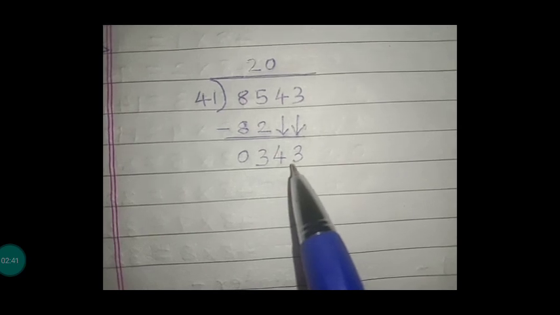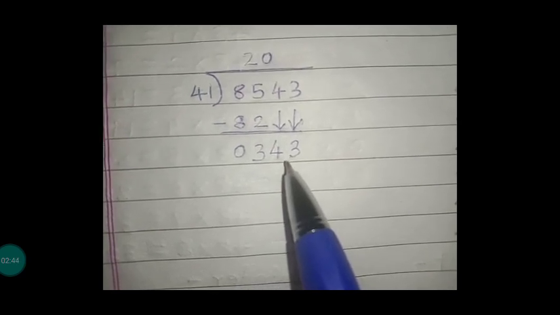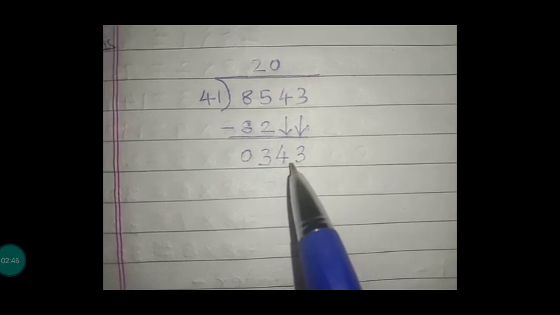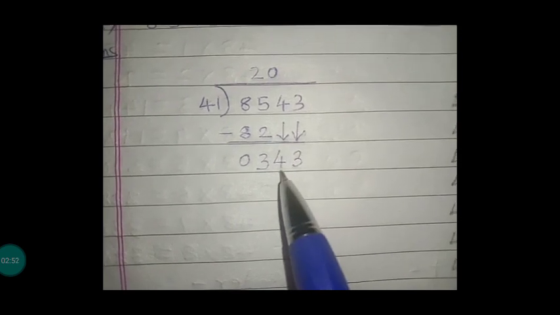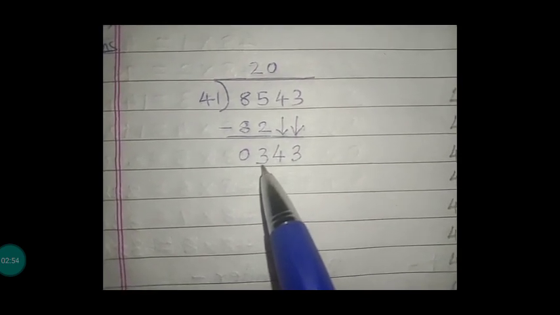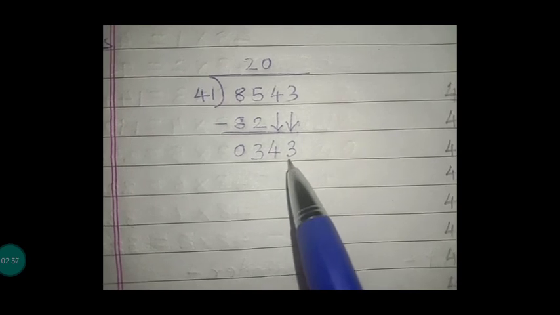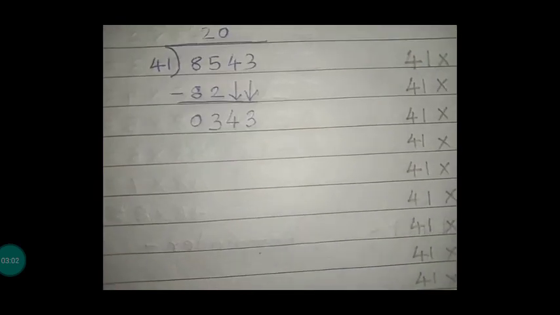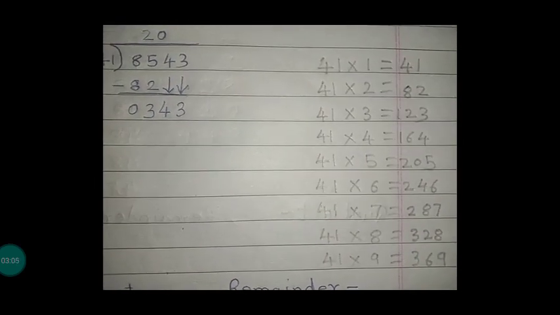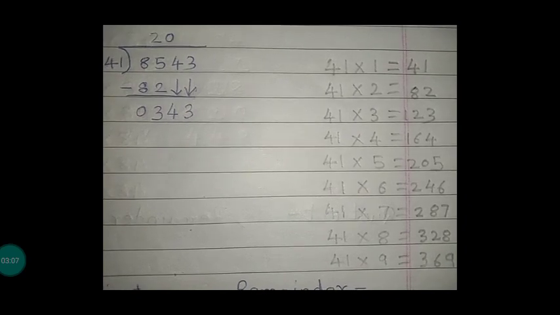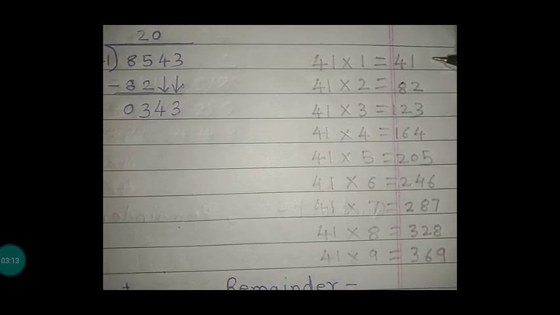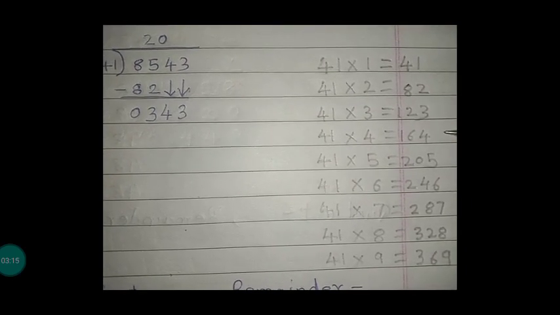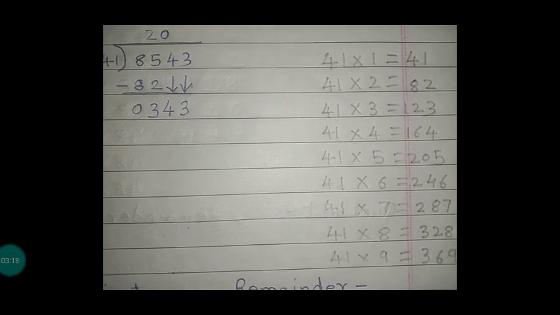Now this method you were taught in standard 4th. Okay, why I wrote this 0 here? So you all know the method. So now this is a 3-digit number, 343, and now check whether 343 is coming in 41's table. If you check in this table, you will find 343 is not a multiple of 41. That is, it doesn't come in 41's table.